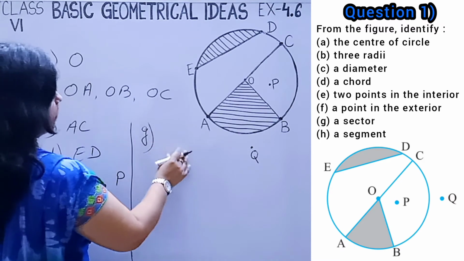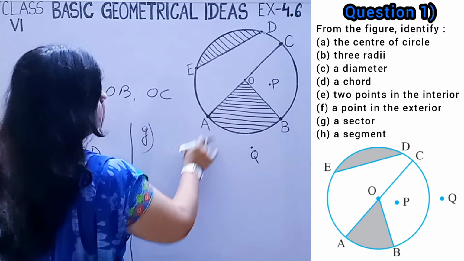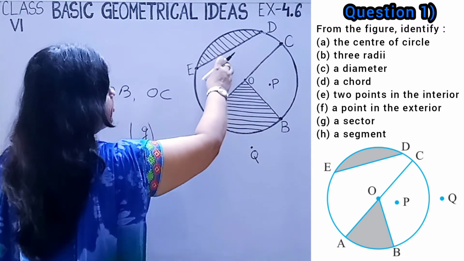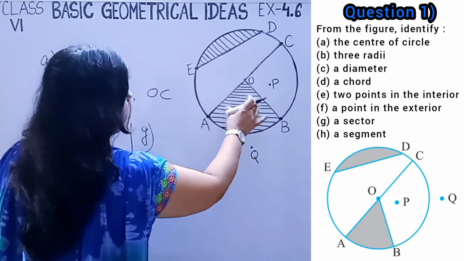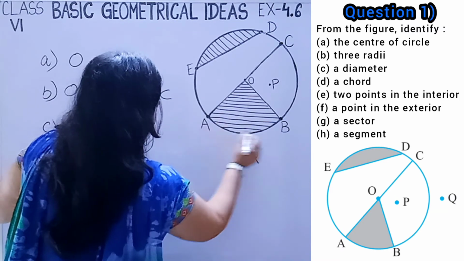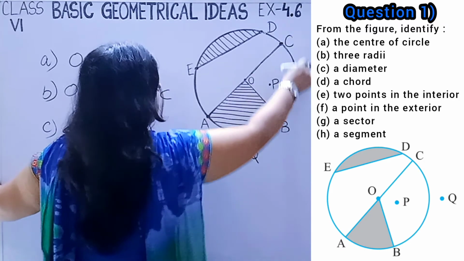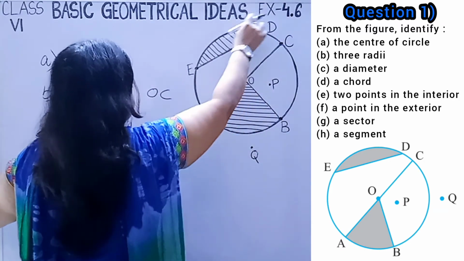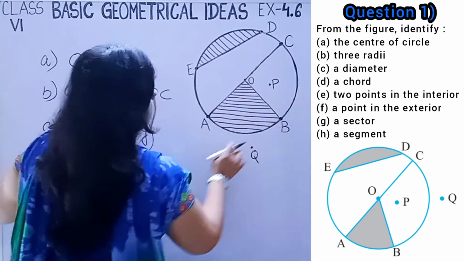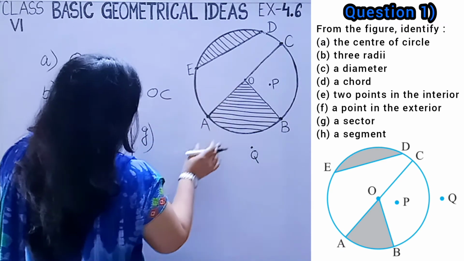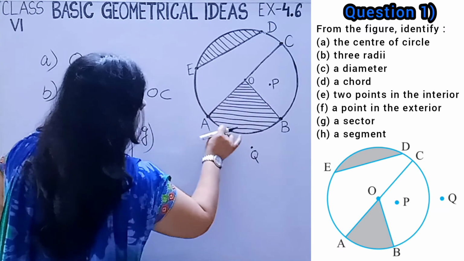G part, a sector. From this figure we have to find out sector. A sector is the region in the interior of the circle. We are talking about interior. Interior of a circle enclosed by an arc. What is arc? AB. AB is arc. BC. BC is an arc. ED. ED is also an arc. So the point should be on circle. So finally, a sector is the region in the interior of a circle enclosed by an arc.